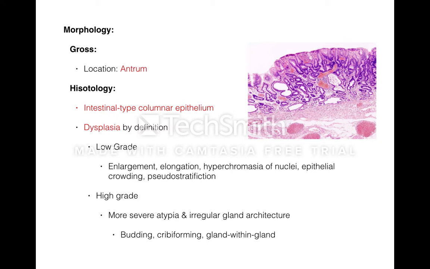They can be classified as either low or high grade. In low grade adenomas, there is enlargement, elongation, and hyperchromasia of the nuclei. You also get epithelial crowding and pseudostratification, so everything just looks like it's being piled up. In high-grade adenomas, the nuclear atypia is more severe, and you can appreciate irregular glandular architecture with budding of the glands, cribriforming, where you're just seeing glands back to back to back, or even glands within glands.